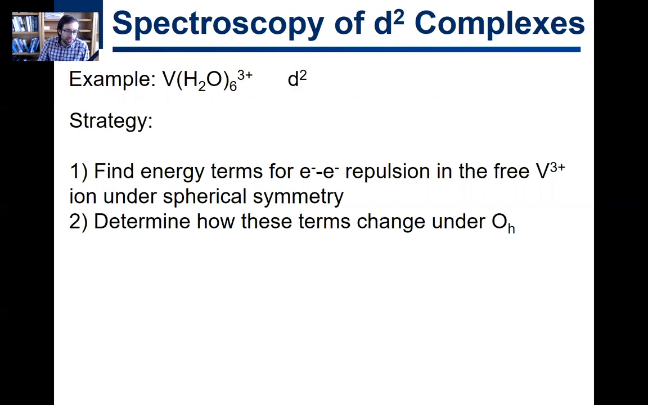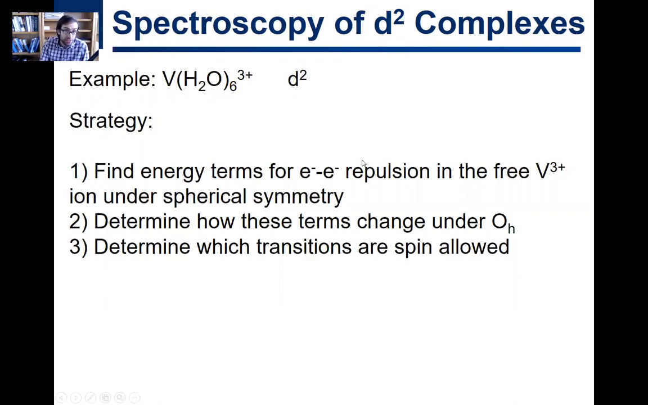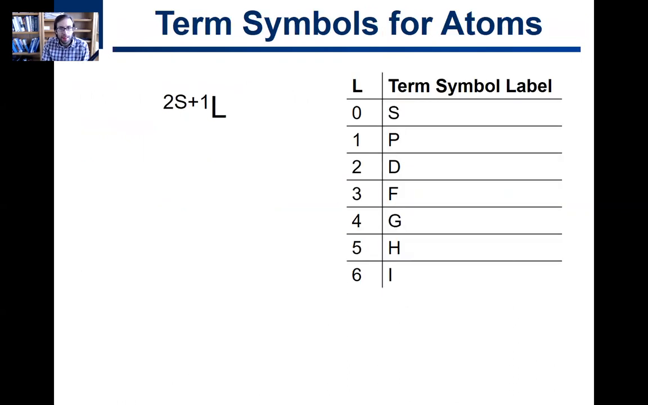Then we're going to basically do a descent of symmetry. And we're going to determine how all these different terms change under an octahedral environment, which is what we care about. This is an octahedral molecule, at least we're approximating it as such. Of course, there is going to be some Jahn-Teller distortion. And then we're going to determine which transitions are spin allowed. And from that, we will make a prediction about how many peaks there will be.